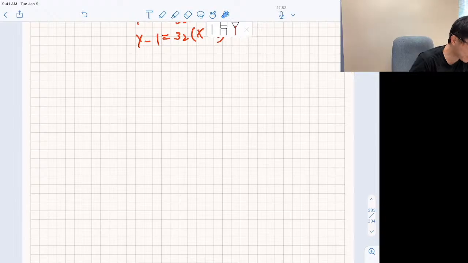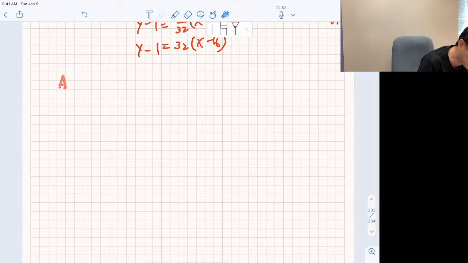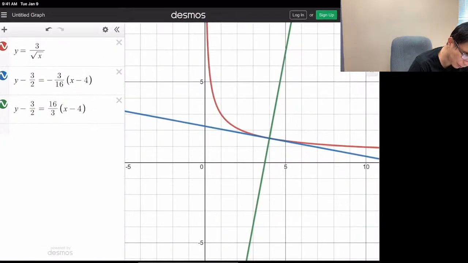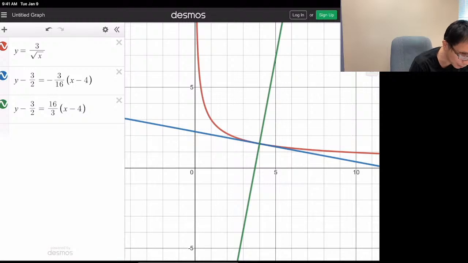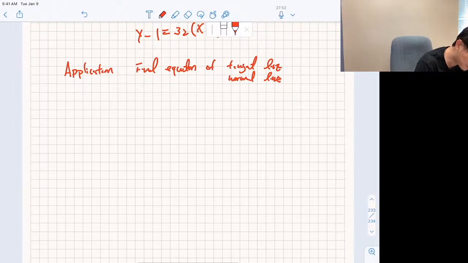Right? Okay, so the next application. The first application is what we have here: find the equation of the tangent line and normal line. The reason I want to show you this too is if you have two things tangent to each other, we're going to talk about it in a second. So that's the first application.